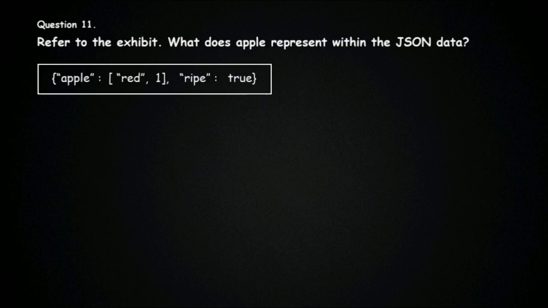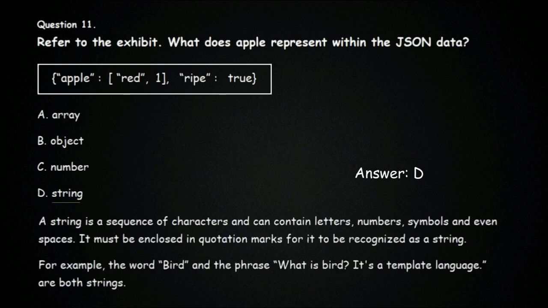Question 11. Refer to the exhibit. What does Apple represent within the JSON data? Options. Correct answer is string. A string is a sequence of characters and can contain letters, numbers, symbols, and even spaces. It must be enclosed in quotation marks for it to be recognized as a string. For example, the word bird and the phrase "what is bird?" are both strings.